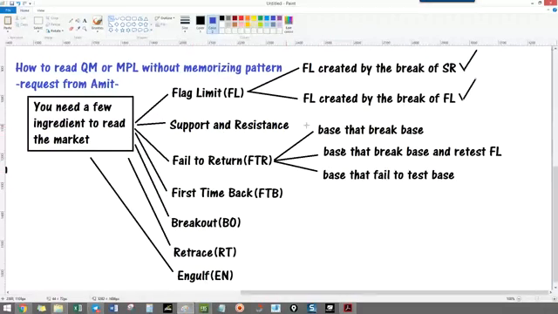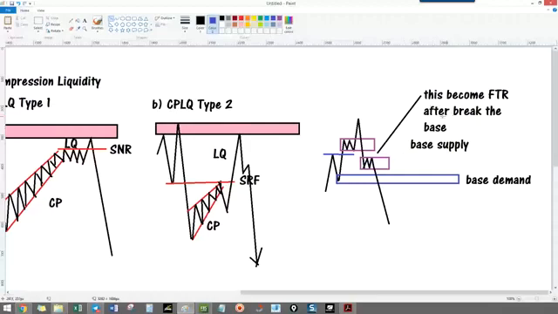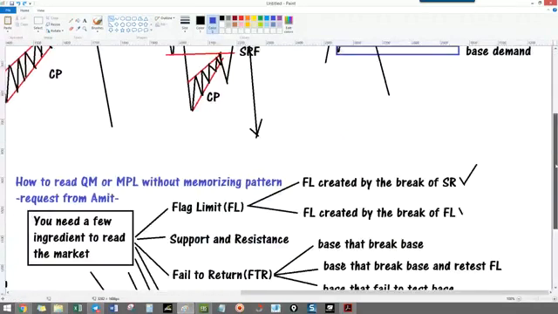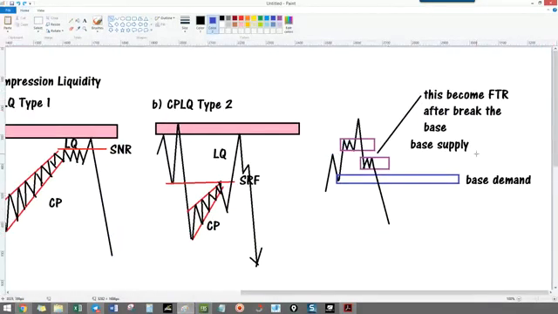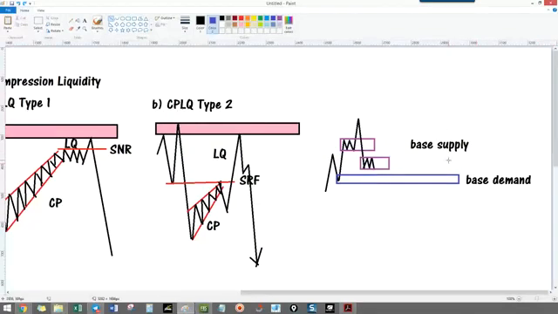Support and resistance, I think you already know this. So base that breaks the base. Already covered this. Base that breaks the base is FTR. Alright, so base that breaks the base is an FTR.